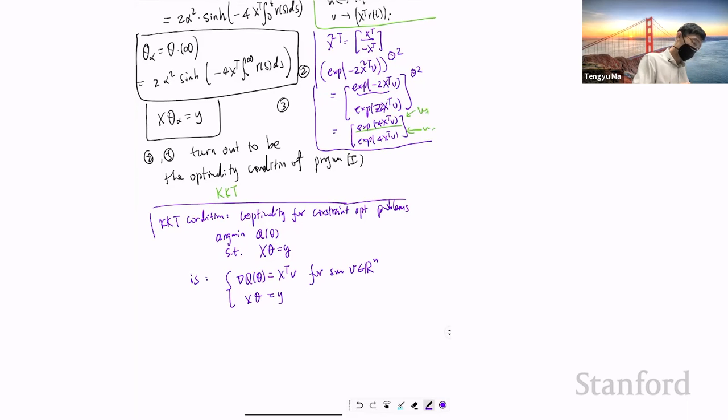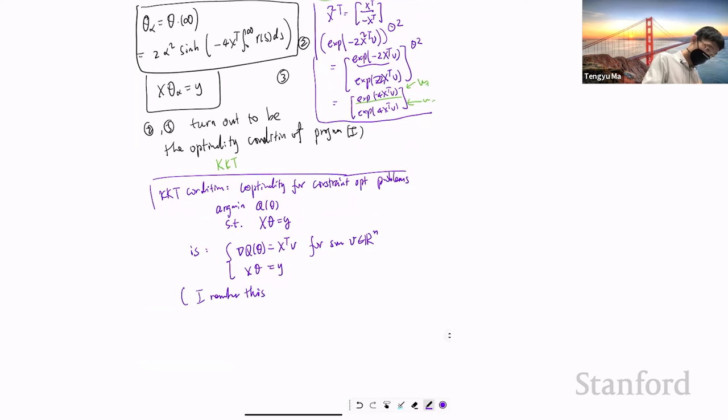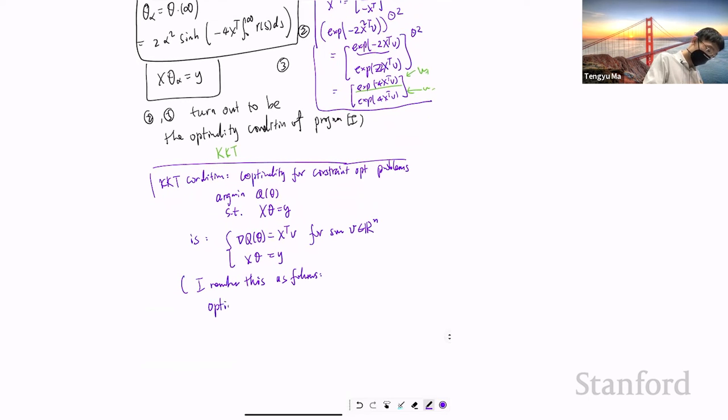The way I think about it is the following, if you're interested. The way I remember this is that I derive this every time if I need it, as follows. I think the insight is that optimality at least means that there's no first order update. There's no first order local improvement. So if you perturb your solution locally a little bit by an infinitesimally small amount, you shouldn't get a non-trivial first order improvement.